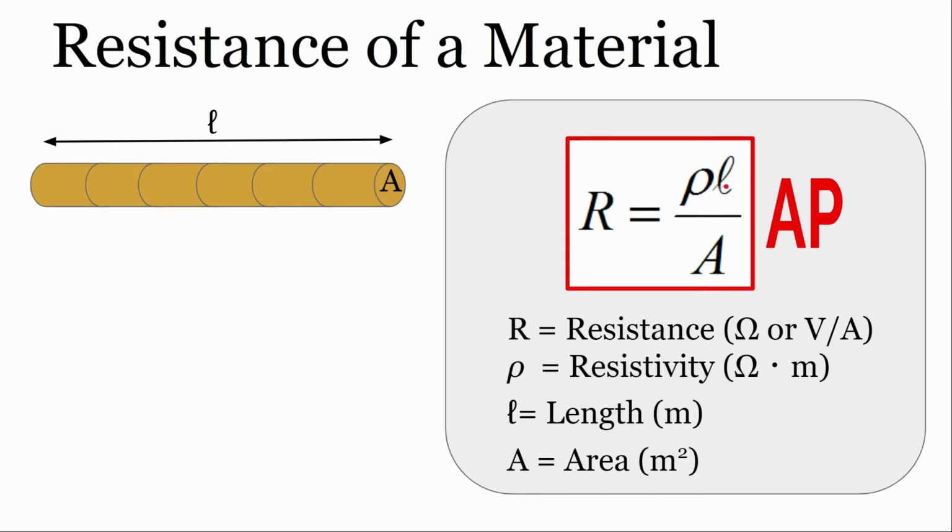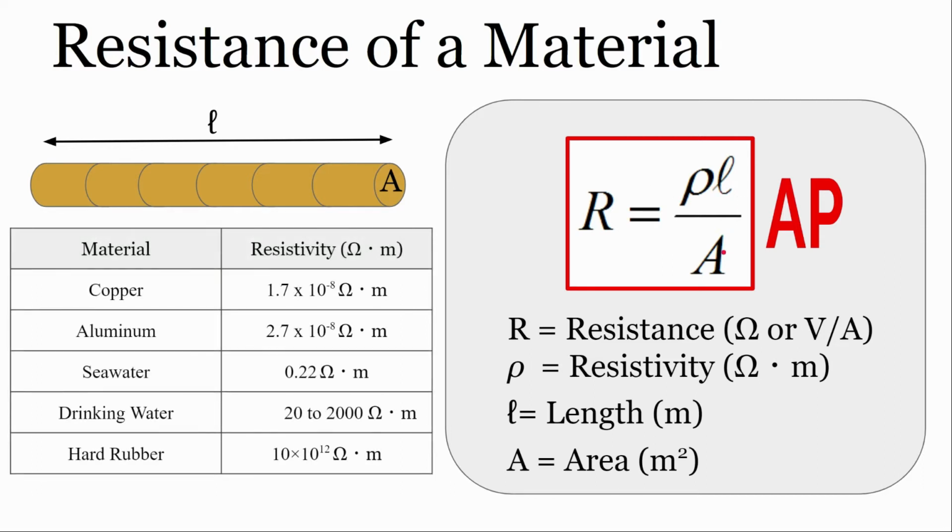So resistance is proportional to length and inversely proportional to area, but in order to turn that into an equation, we need a proportionality constant. And that proportionality constant depends upon the material in question. That proportionality constant is called the resistivity, and it's based on the material involved. In order to calculate the resistance of a piece of material, you need to take that proportionality constant times length divided by area. And here are some resistivity values for different materials.